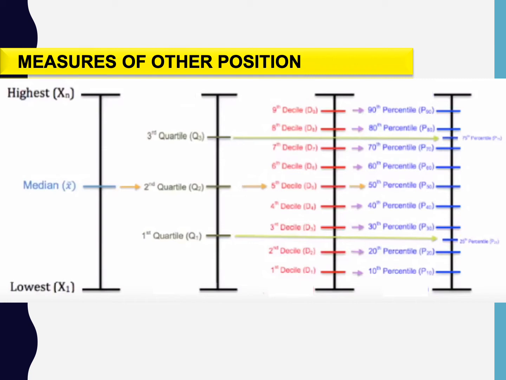Meaning, for quartile, you are dividing your observations into 4 equal parts. Whereas for decile, you are dividing your observations into 10 equal parts. And for the percentile, you are dividing your observations into 100 equal parts.